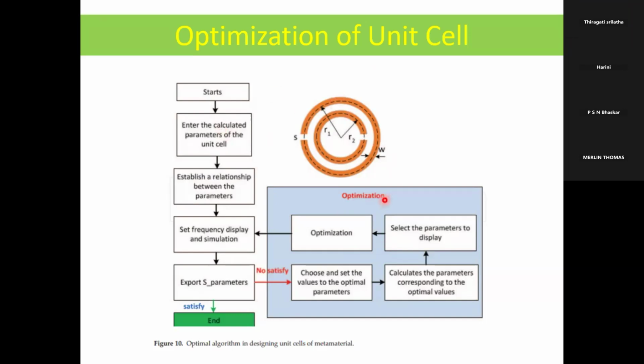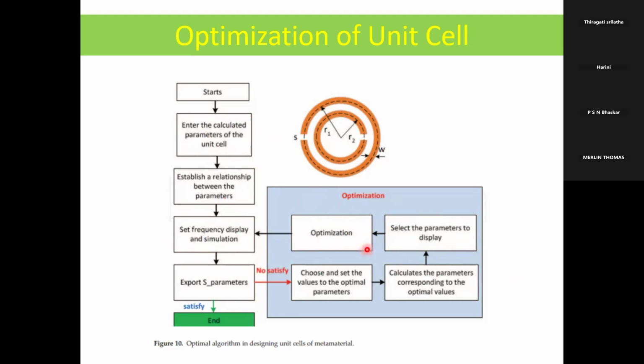So here comes the optimization. If you want to optimize, you can use a number of different optimization techniques available, by which you can actually control the region over which you will get a double negative region. So here first you are going to give the unit cell, establish the relation between parameters, set a frequency for display, and select the parameters for display.